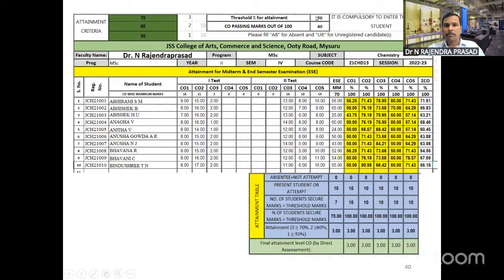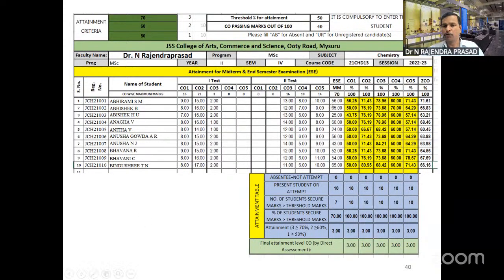What does this mean? If any student scored marks greater than 50%, that means he has attained this CO. Otherwise, he has not. Look at this 43.75%. There is one student, Abhishek HU, who has scored 43.75%. It means he has not attained CO1. He has not performed up to the mark to achieve CO1. Then inevitably, PO attainment will also go down because CO is mapped to PO. This is the beauty of calculating the CO attainment.